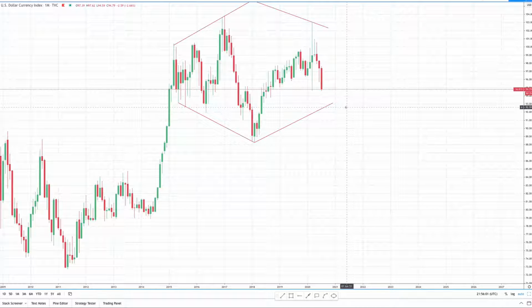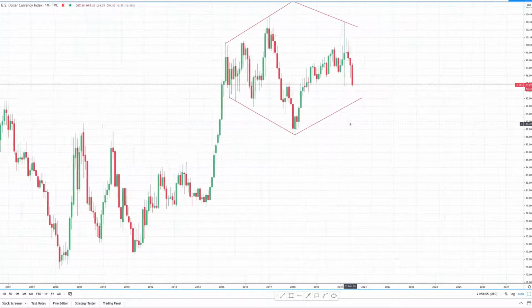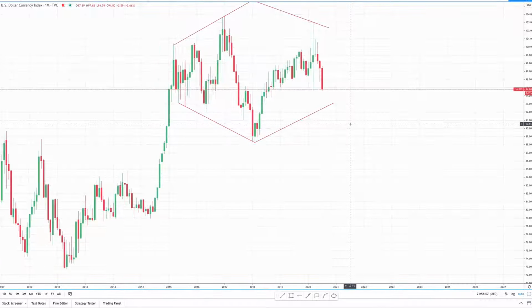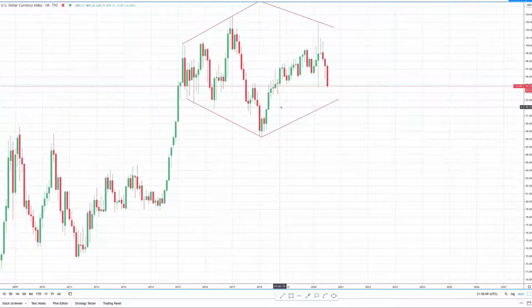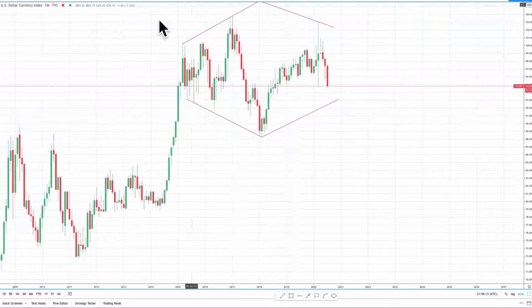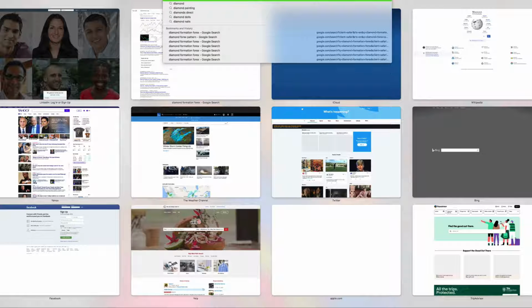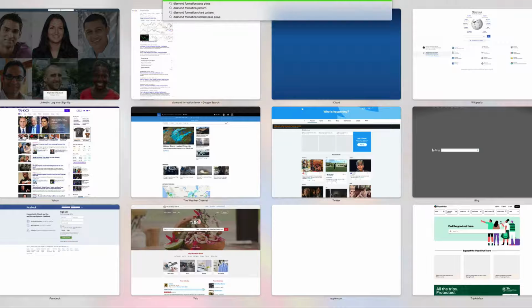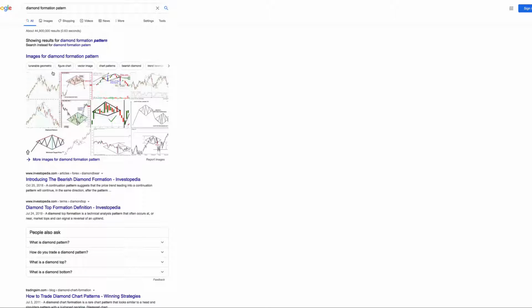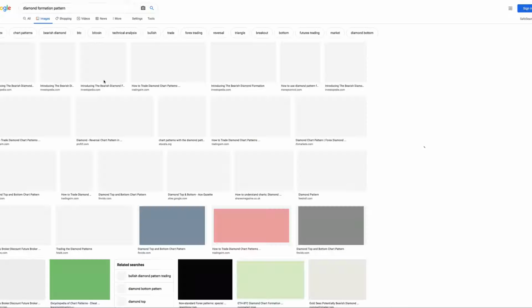We're going to be looking at the US dollar today, monthly, weekly, and daily time frames. We can see a nasty formation here. What is this formation that I have here? Let me show you. This one's called the diamond formation. Diamond formation pattern. Here it is.